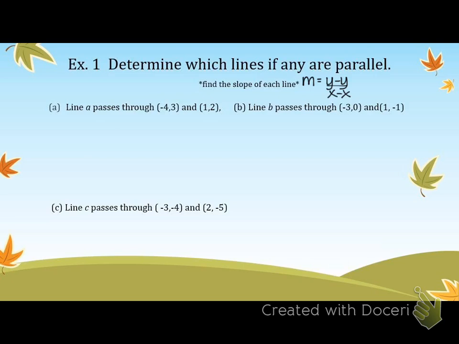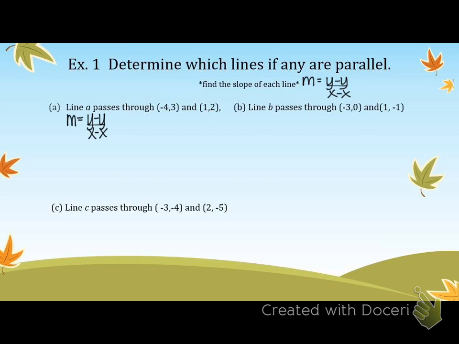Now, the first thing we need to do with each of these is write down that formula. All right, Ms. Johnson, do I have to write the formula down every single time? Yes. Okay, in your notes, yes. Because the more you write it down, the quicker you're going to memorize it. So we write down the formula m equals y minus y over x minus x.